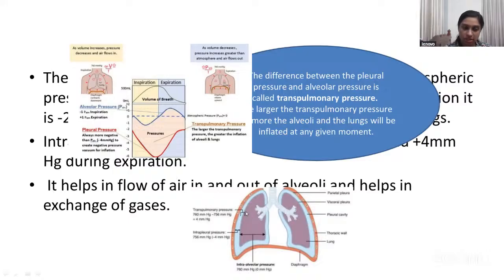So this is the transpulmonary pressure and this is the intrapleural pressure. Sorry, intra-alveolar pressure, and the difference is what we call transpulmonary pressure. This is the intra-alveolar pressure and this is the intrapleural pressure. Intrapleural pressure should be less than intra-alveolar. Why? If this is more, then it will make the alveoli constricted. It will press the alveoli. Okay, that's why intra-alveolar pressure is maintained more than the intrapleural pressure. Okay.